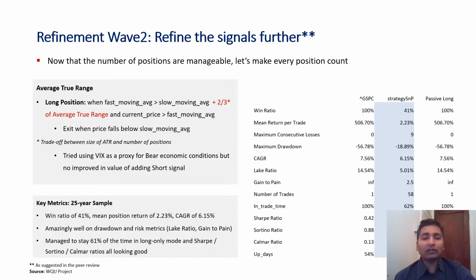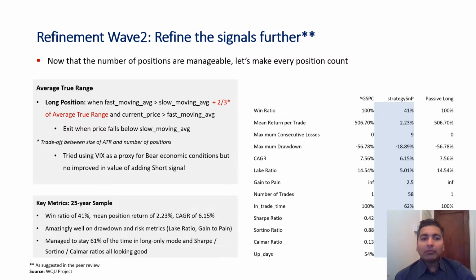So how are the results and the metrics looking? We have a win ratio of 41%, i.e. 2 out of 5 positions are winning, which is understandable because of how the strategy is designed. You have relatively a lot of small losses and a few large gains. That is the expectation. The mean position return was 2.23%, and the CAGR was 6.15%.